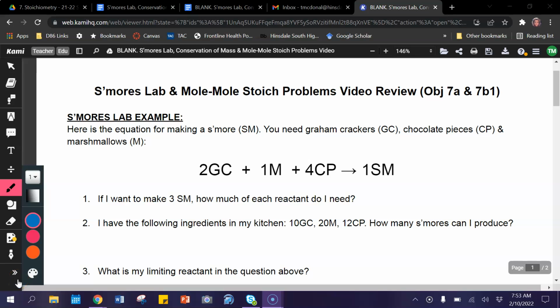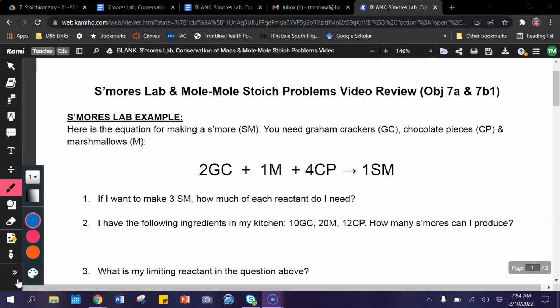Hello chemistry students, this is a review for our quiz over Objective 7A and 7B1. This is going to cover three things: the s'mores lab, which was an introduction to stoichiometry, limiting reactant, and excess reactant. We're also going to cover the law of conservation of mass and how to support that law with a chemical equation. And we're also going to do a couple of mole problems, and all of this is covered on our first quiz. Okay, let's get started with the s'mores lab example.